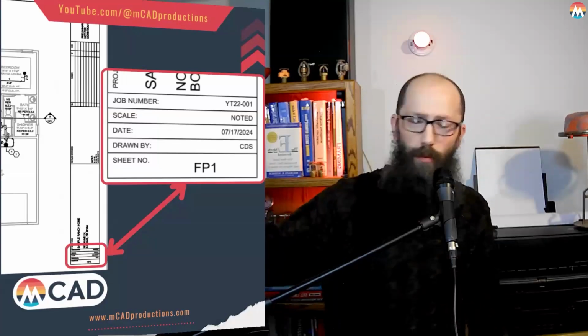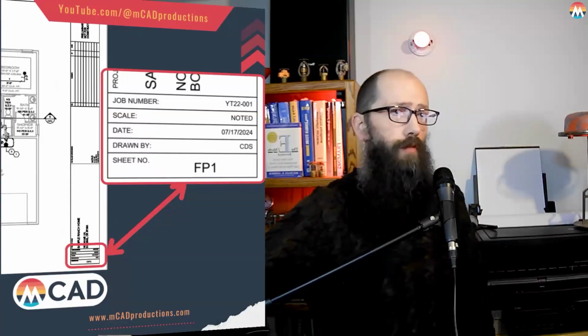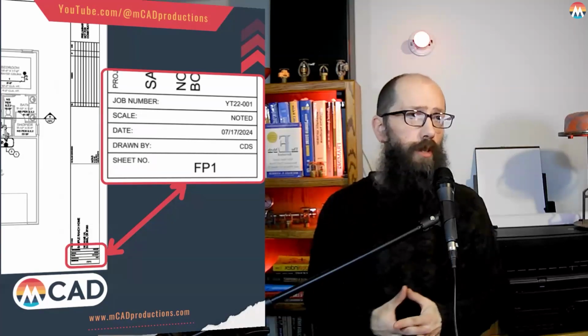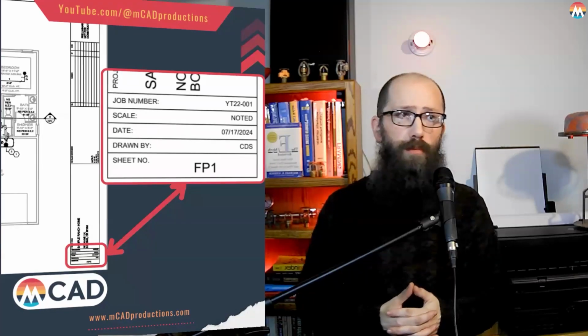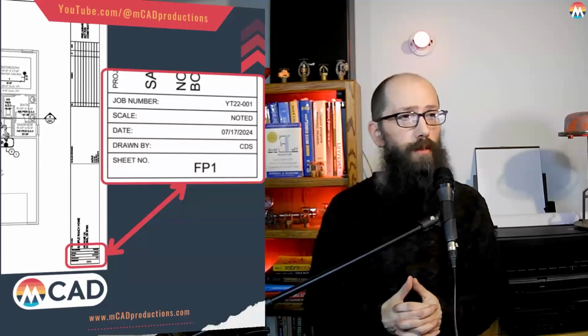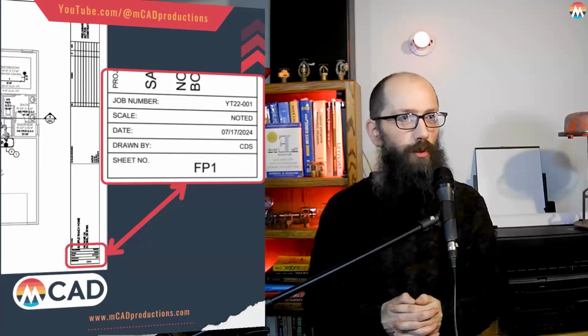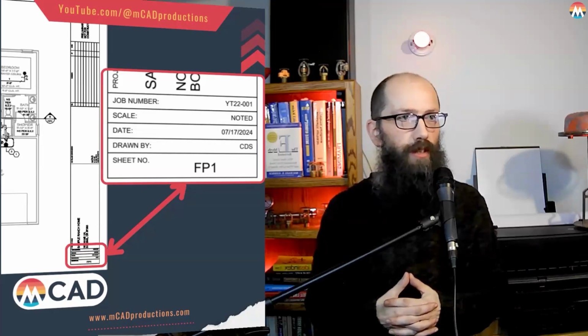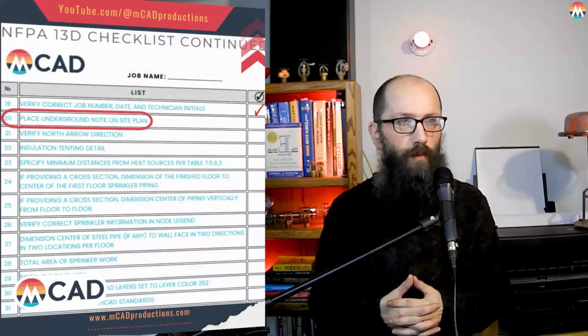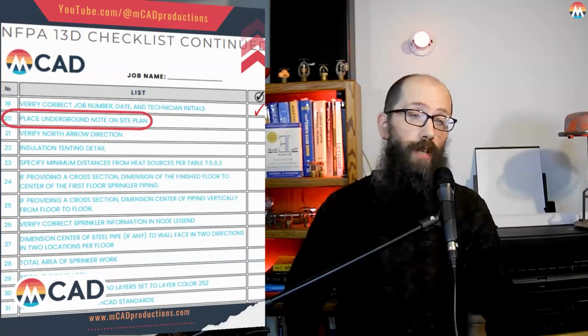So this is on the bottom lower right-hand corner of our plan. We look in here, we got our job number. It's the YouTube 2022-001. First house I drew for YouTube in 2022. We got my initials, we got the date. All right, we got next, placed underground note on site plan.